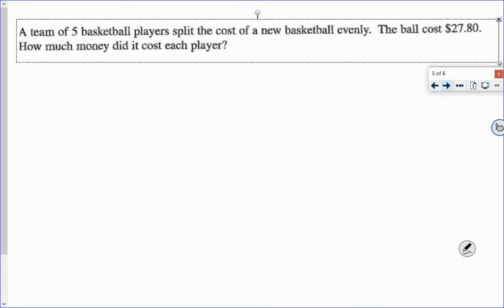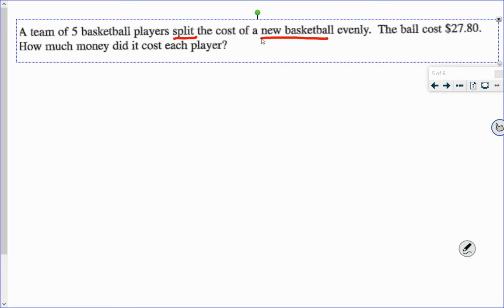Let's do one more. A team of 5 basketball players split the cost of a new basketball evenly. The cost was $27.80. How much money did it cost each player? All right, so what are they doing? They're buying a new basketball, right? And what do we know? They're splitting the cost. When you split something up, that's called division. When you share something, split something, divide something, that is division.